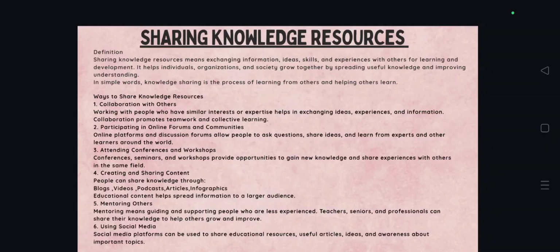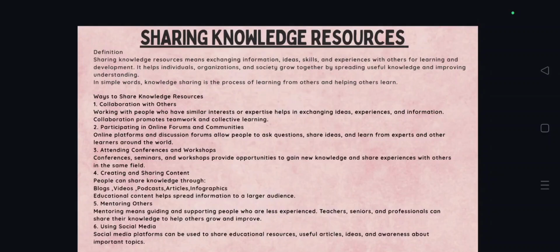Conferences, seminars, workshops, these all provide opportunities to gain new knowledge or share experiences with others in the same field. Fourth is creating and sharing content using videos, podcasts, articles, infographics. On YouTube these days we have a lot of content, so these help us share what we know with you, and whatever you know, you share with us. So we are sharing important resources with each other.